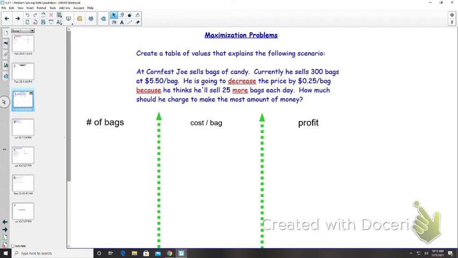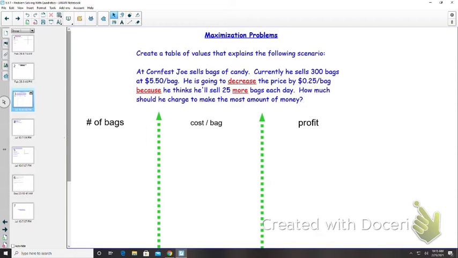So our first problem today, we're not going to solve with our quadratic skills yet. We're going to just do it by reason, and then in the next problem, we're going to actually use our knowledge from quadratics to help us solve these types of maximization problems. Okay, so this is our situation.